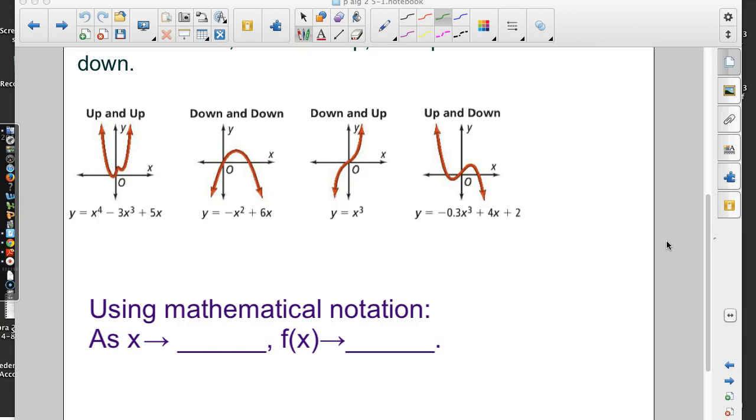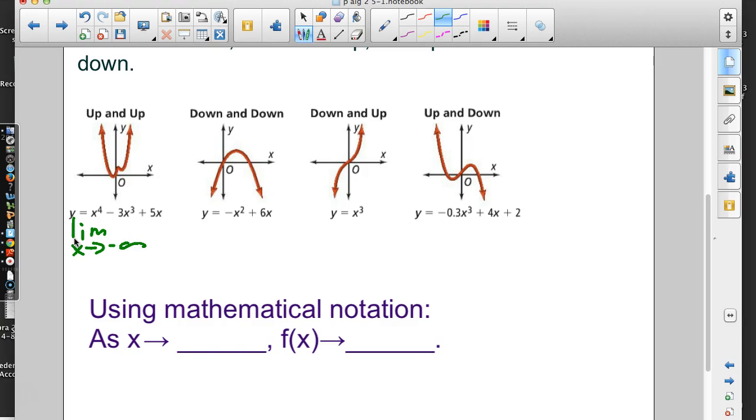So we had started with the up and up yesterday. And one of the things that's really hard to get across to people is that this LIM is a part of the notation. You know, we never write out full words in math if we don't have to. And underneath that is where we put x arrow to mean x approaches negative infinity. And f of x just stands for y. And y is all about up and down.